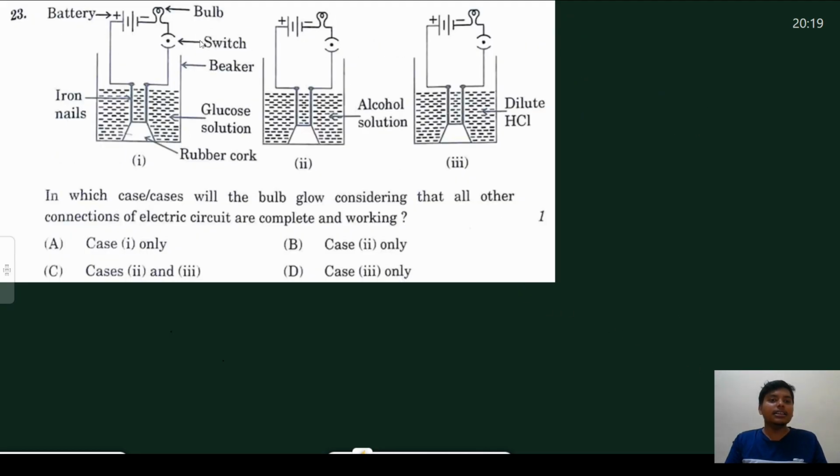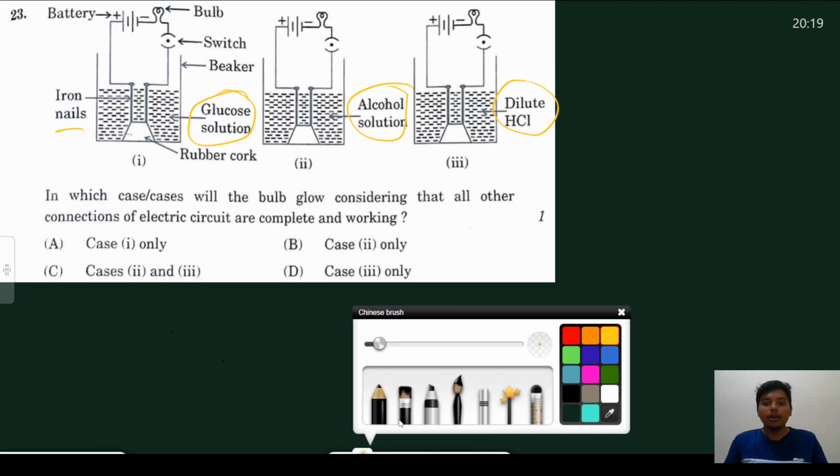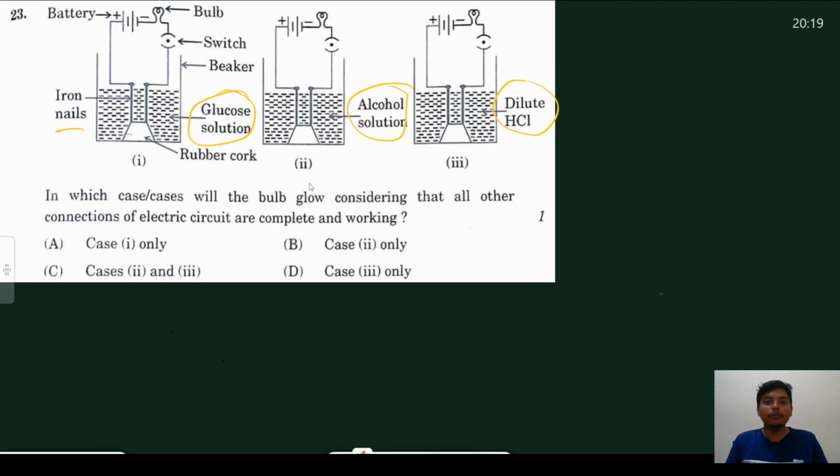Next, there are three pictures given. Here batteries are given, and here iron nails are there. And the solutions are different. One is glucose solution, one is alcohol solution, one is dilute HCl solution. Now they are asking where the bulb will glow. Bulb will glow means that electricity will pass. Tell me in which case electricity will pass. Obviously, HCl. We know dilute acid or dilute base conduct electricity. Alcohol is not an acid or base.